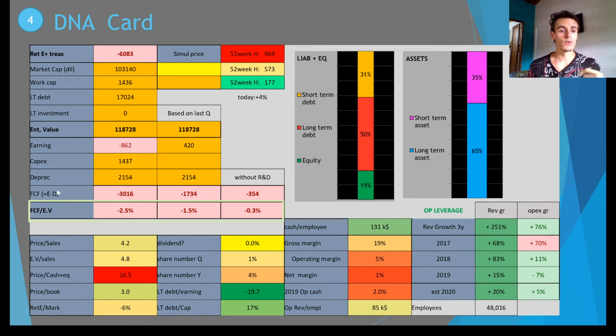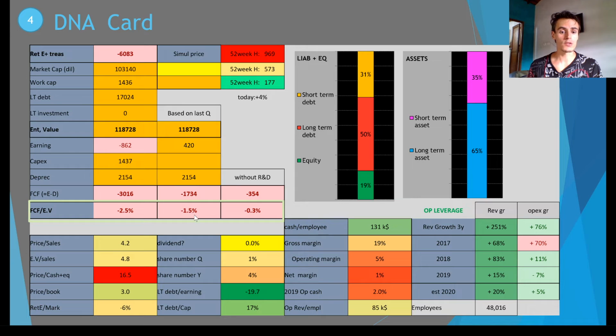Now the free cash flow, the way I'm doing it is simple. I just take the earnings and then I subtract the depreciation. So here I get the final free cash flow for the year, which, when I divide it by the enterprise value, gives me a yield return, like a return of the company, which is negative. So this is not such a good point.